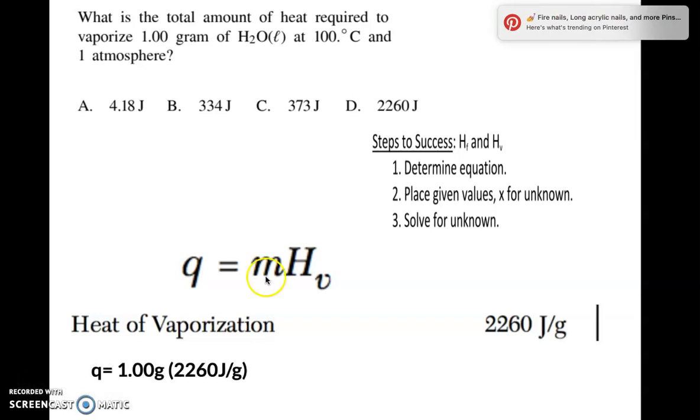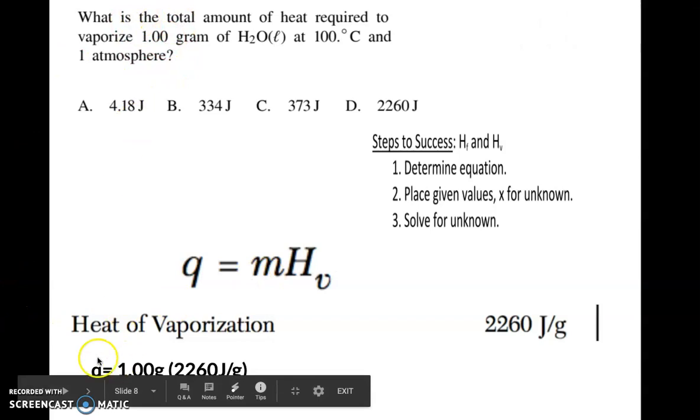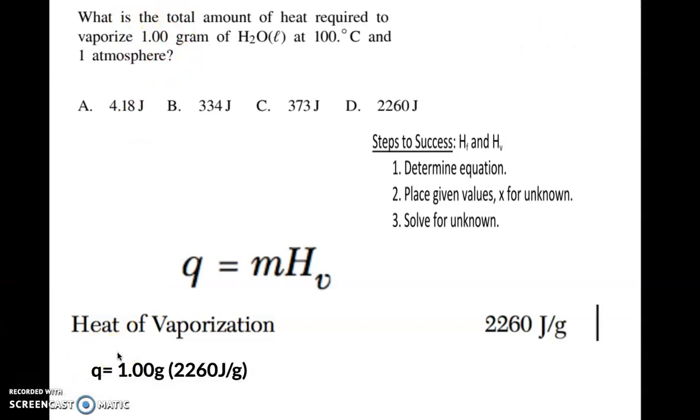Our grams given in the question is 1 gram. We're going to multiply that by 2,260 joules per gram. And our heat, our answer to this question, is 2,260 joules. Joules is going to be our units for energy.